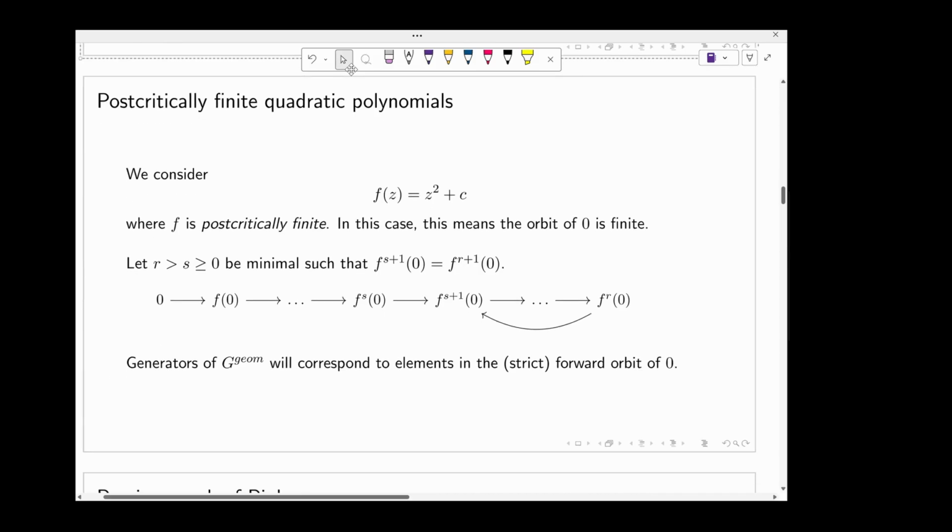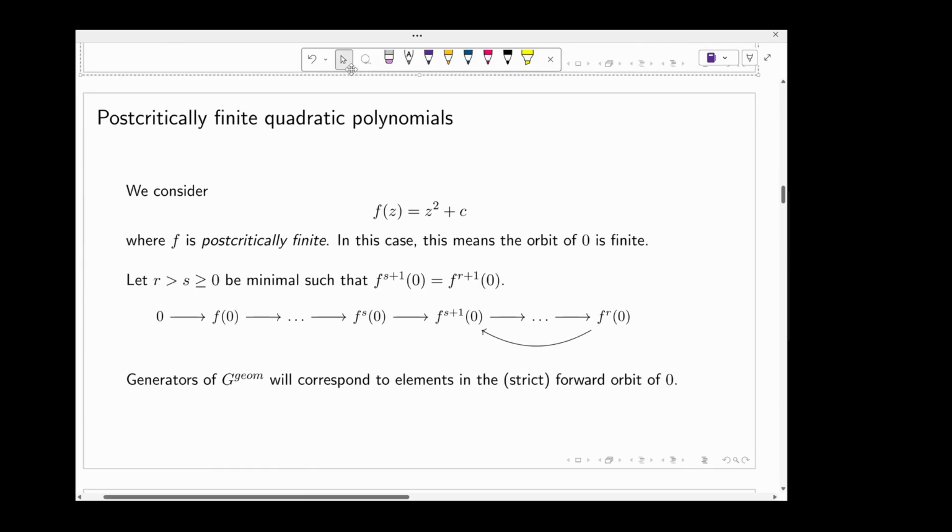Okay, a few more things still on these generators though, and just on the setup in general. So I have on my title slide that we were looking at post-critically finite quadratic polynomials. So we're going to consider f to be a polynomial of the form z squared plus c, and we want f to specifically be post-critically finite. In general, post-critically finite means that the orbits of all of my critical points are finite, but we have a quadratic map, so we only have two critical points, 0 and infinity. It's a polynomial, so infinity is fixed. And we just in this case want to insist that the orbit of 0 is finite under our map.